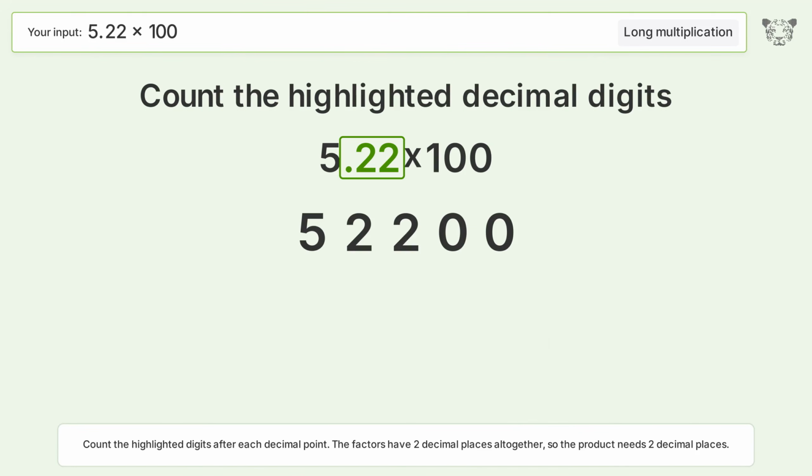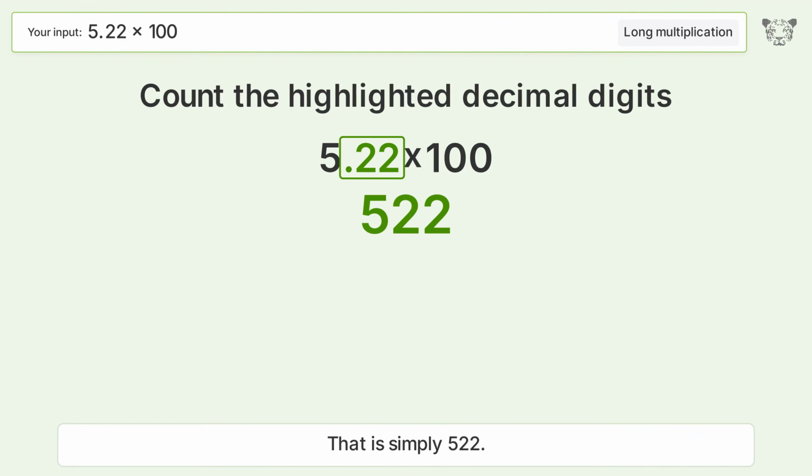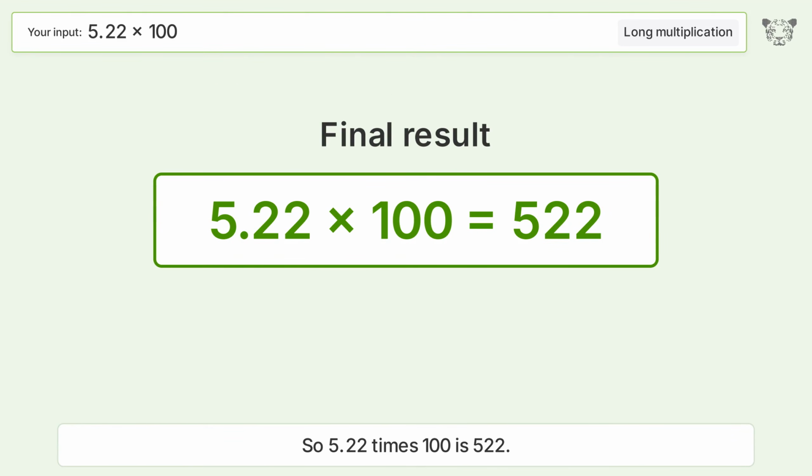Count the highlighted digits after each decimal point. The factors have 2 decimal places altogether, so the product needs 2 decimal places. Place the decimal point 2 places from the right. 52,200 becomes 522.00. That is simply 522. So 5.22 times 100 is 522.